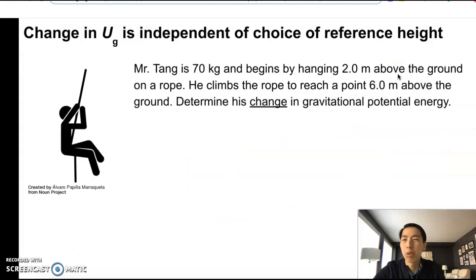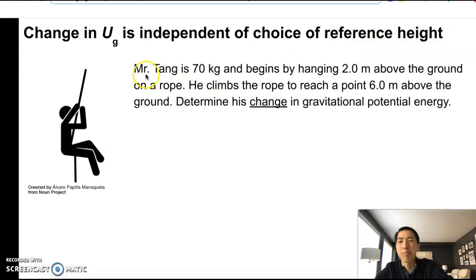And now one more example. So I need to make another point here. The value for U, for gravitational potential energy, can be positive or 0 or negative, and they can all be the right answer, just depending on which reference height was chosen. However, a change in U will always be the same. It will not depend on what reference height you choose.